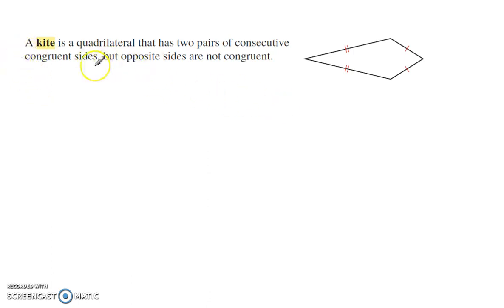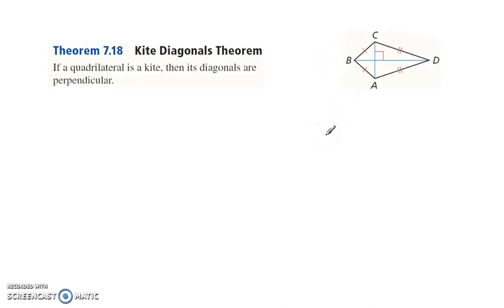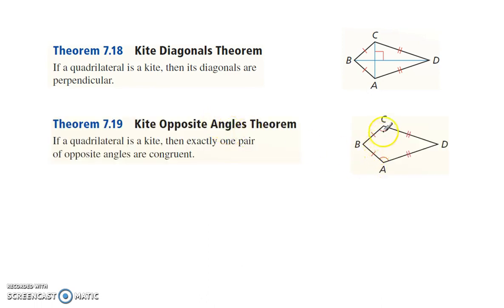Now a kite. A kite's a quadrilateral that has two pairs of consecutive congruent sides. Okay, not opposite, but consecutive. That means one comes right next to the other. So that makes it a kite. Cool thing about a kite is that the diagonals are perpendicular to each other.